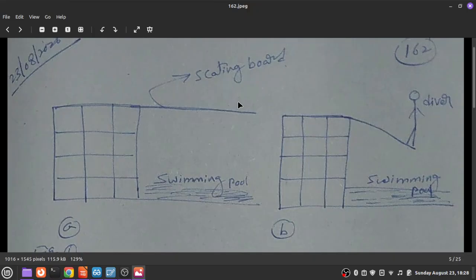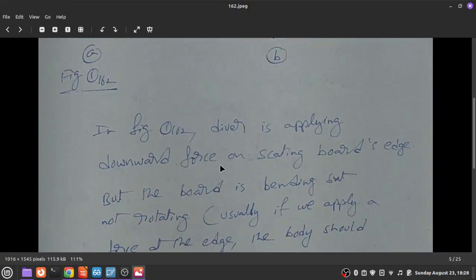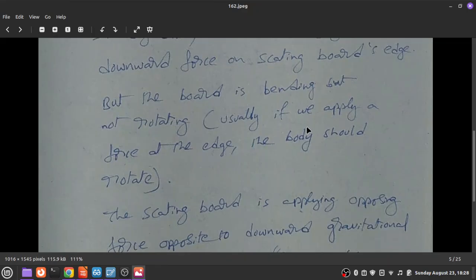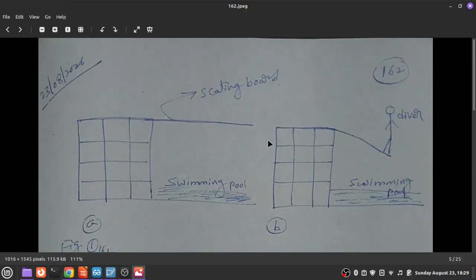In such cases, we use the word moment. Here the diver is applying a downward force on the board's edge, but the board is bending but not rotating. Usually, if you apply force on the edge, the body should rotate. Suppose there is a pen on the table, and you apply force at the edge, the pen will rotate. But here, even though you are applying a gravitational force, mass into g, at the edge of the board, the board should rotate, but it is not rotating because the other end is fixed to some support. Okay, that is the reason.